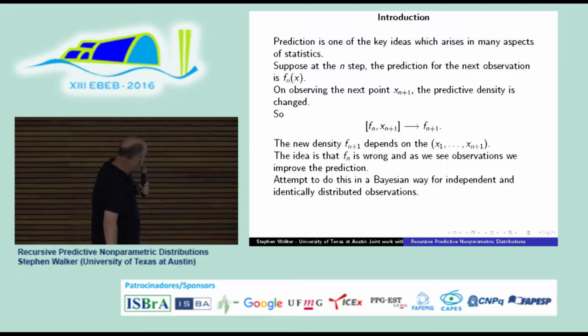So what I'm going to try and do is to get a recursive predictive setup of this type. So the idea is that I've got my current predictive, I see my new observation xn+1, and then I try and go direct, just using those two, to get to the next predictive fn+1. And obviously that new predictive is going to depend on all the sample x1 to xn. So this is for IID. I'm only going to be doing this for IID observations.